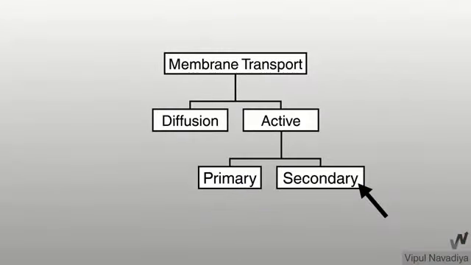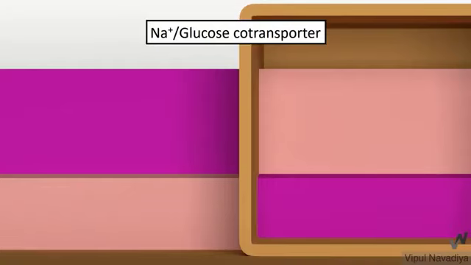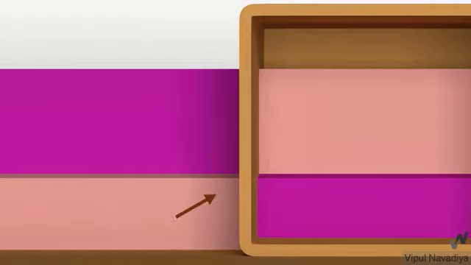The other type is secondary active transport. In this type of transport, a molecule passes from the low concentration to the high concentration as a co-transport. For example, the sodium glucose transport. Sodium is high extracellularly and low intracellularly, while glucose is the opposite, high intracellularly and low extracellularly. We need to pass the glucose from the extracellular space to the intracellular space.